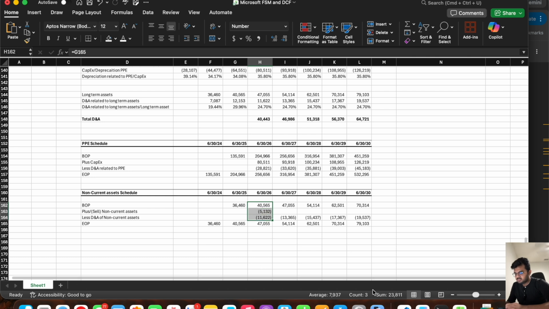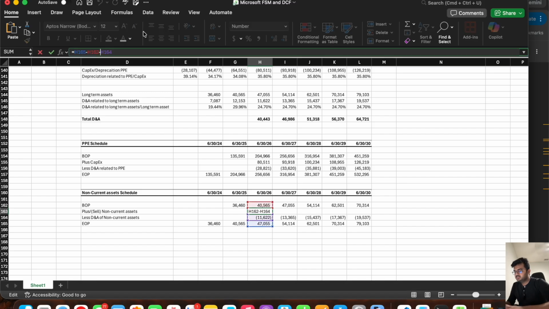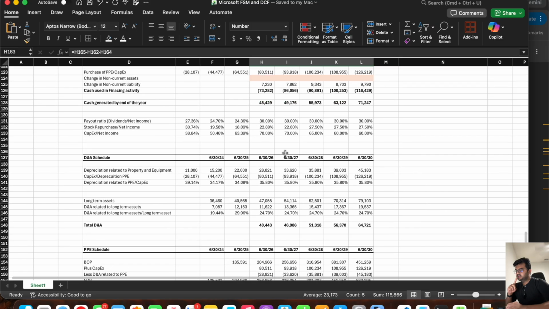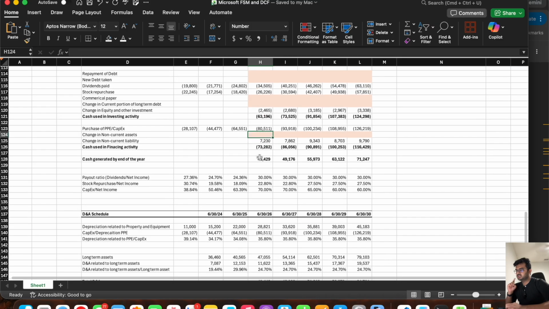No, I think I missed something. The summation is not working. Okay, I think I need to do negative here because we are going to subtract it. So if I do this, we should get the same number, which is 47055. So now if I do this, this is done. So with this, we can update the number here in the change in non-current asset.